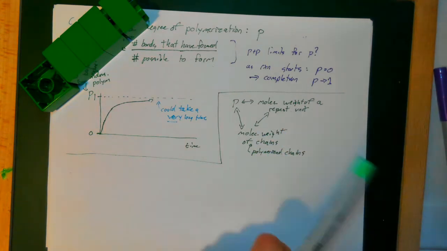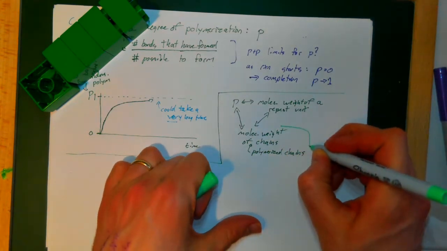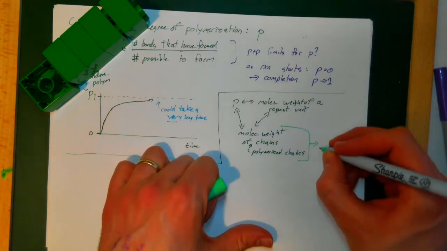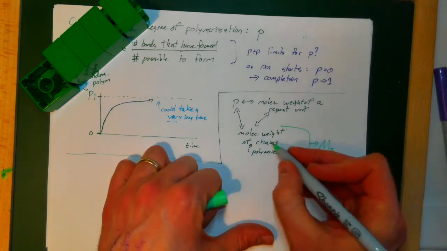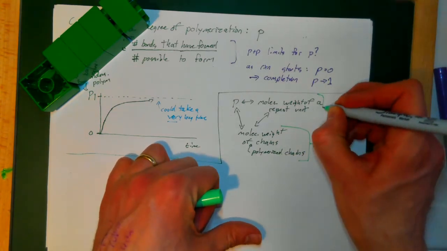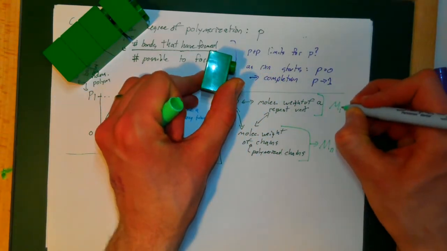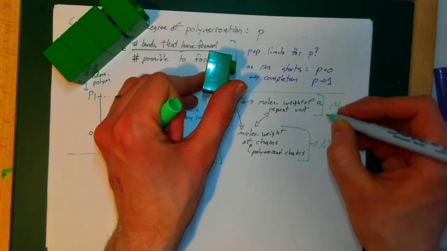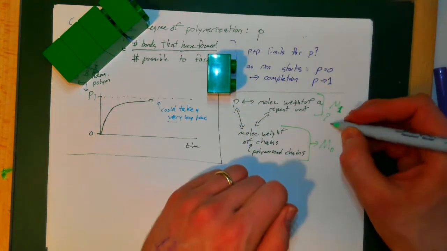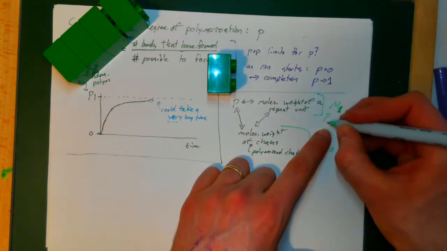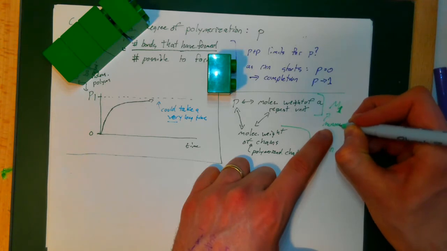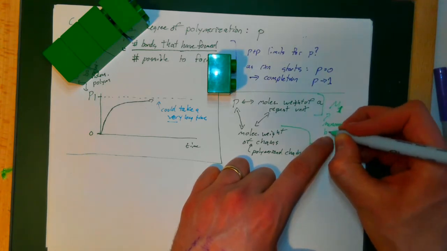The molecular weight of our chains, again, remember we have two slightly different definitions of molecular weight. This one here is the Mn, and I'll call the molecular weight of a repeat unit M1. And keep in mind, this is not necessarily the monomer, but rather the monomer minus the byproducts.